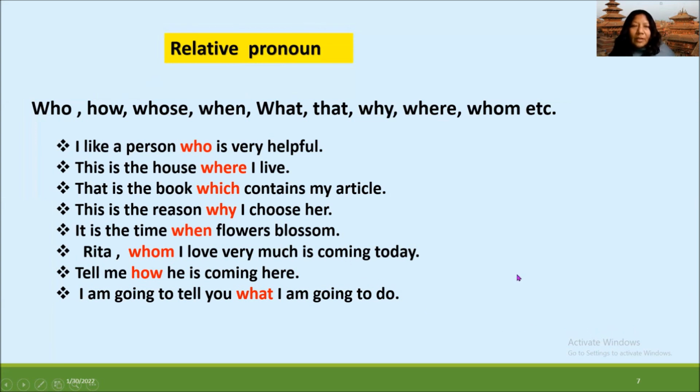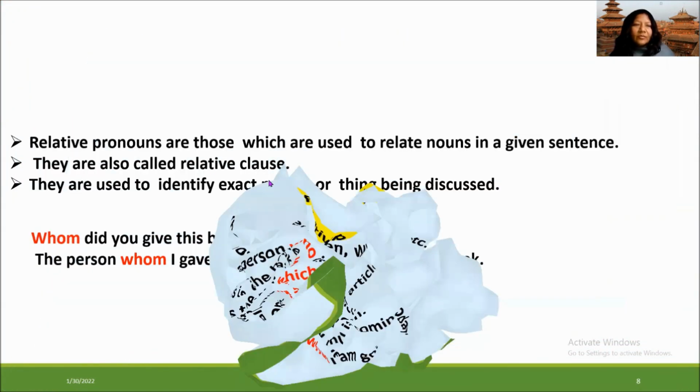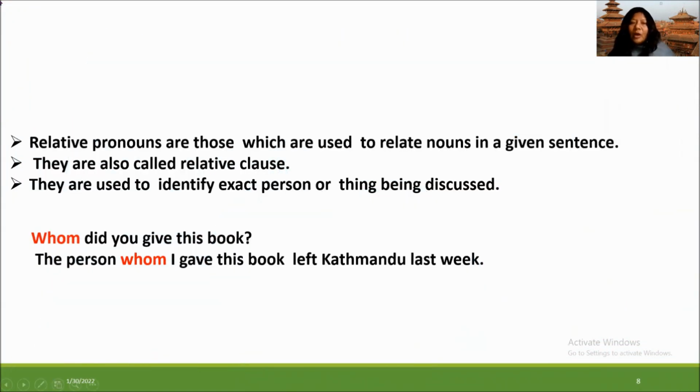We can say relative pronouns are those which are used to relate nouns in a given sentence. They are also called relative clauses. They are used to identify the exact person or thing being discussed. Let's see these two sentences here. Whom did you give this book? And the person whom I gave this book left Kathmandu last week.